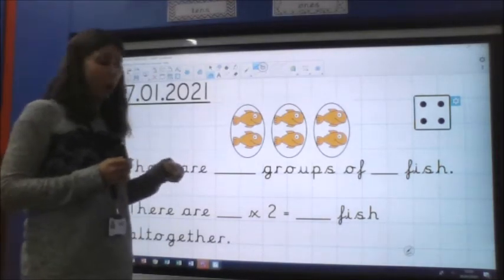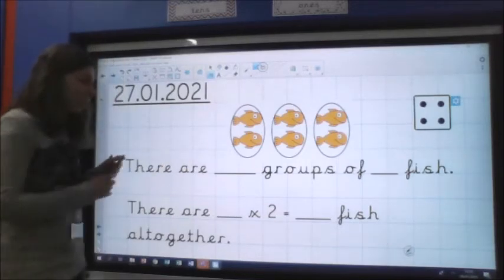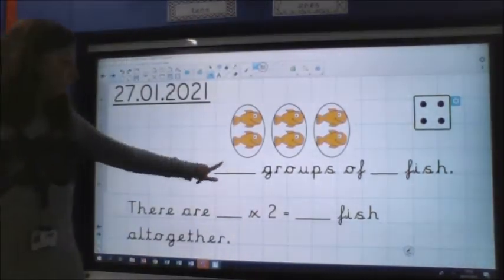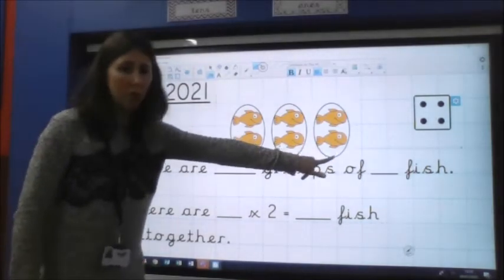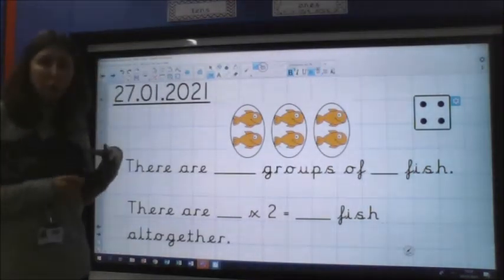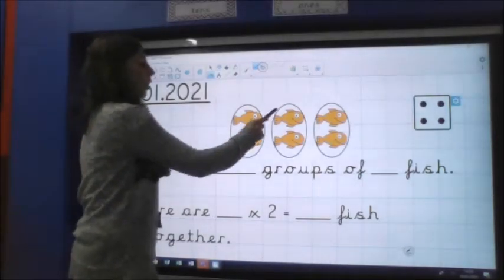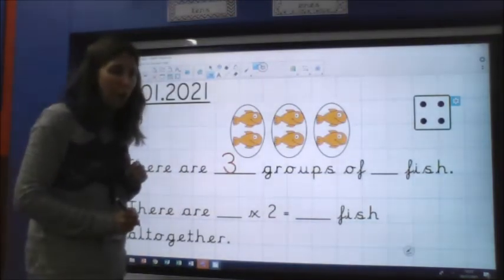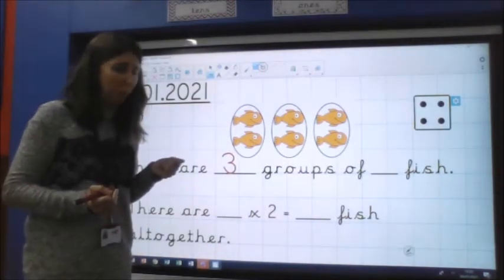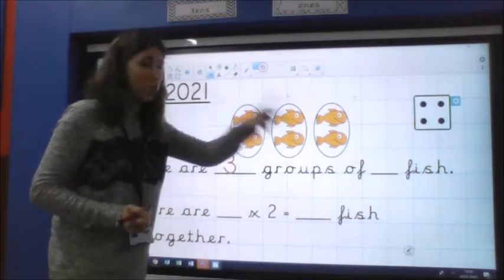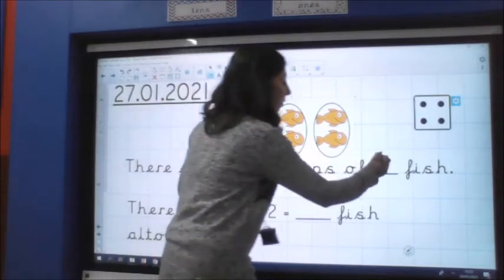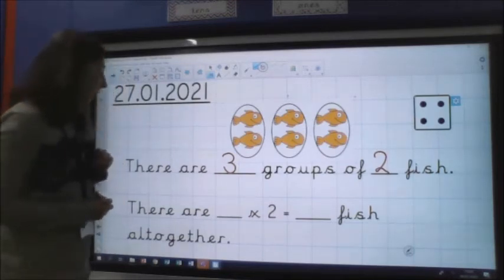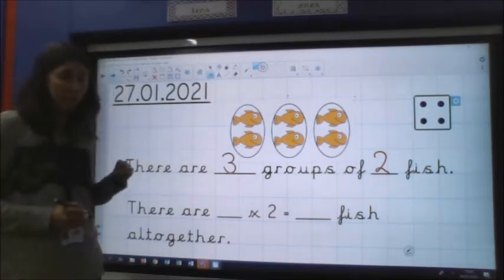So I've got some groups of fish, and what we've got today is putting that information into a sentence about it. Okay, so it says there are so many groups of so many fish. How many groups have I got? 1, 2, 3. Got 3 groups of how many fish? How many fish are in each group? There are 2 fish in each group. So remember, if you are using a grouping method, there has to be the same number in each group, doesn't there? So there are 3 groups of 2 fish.